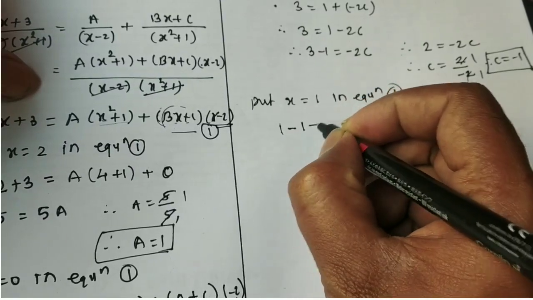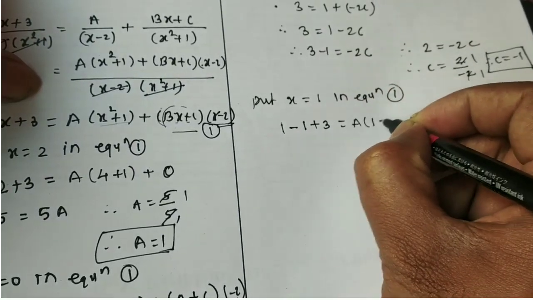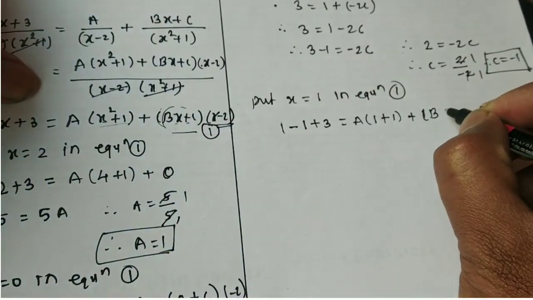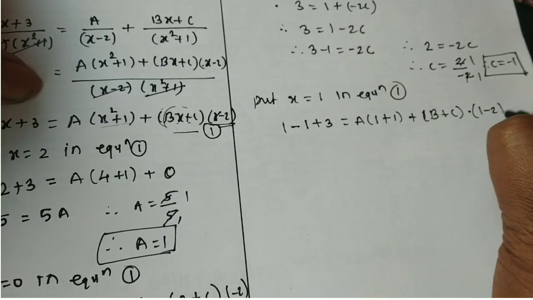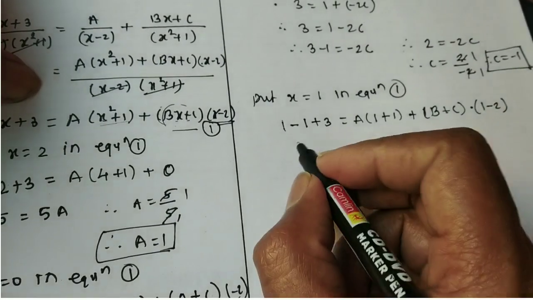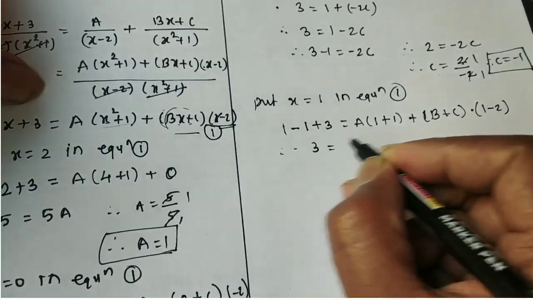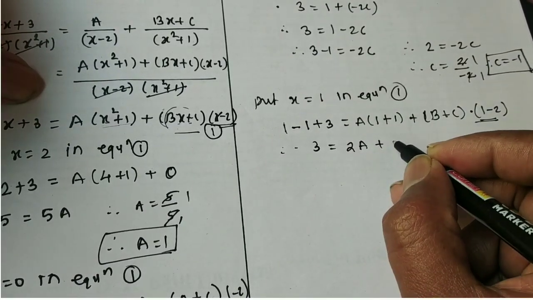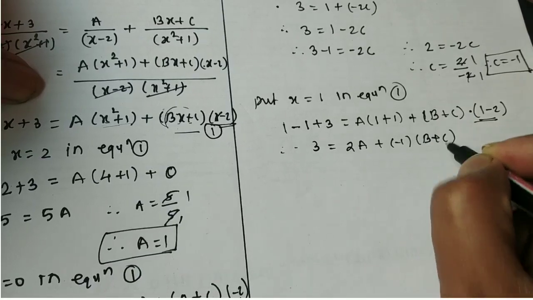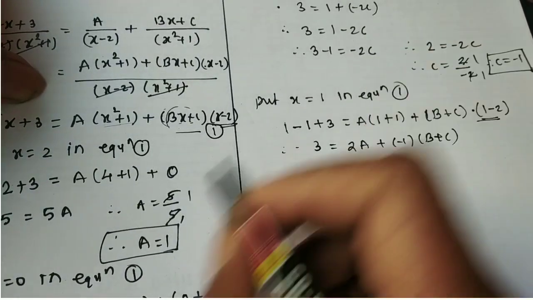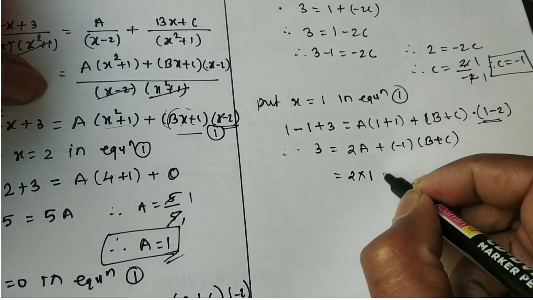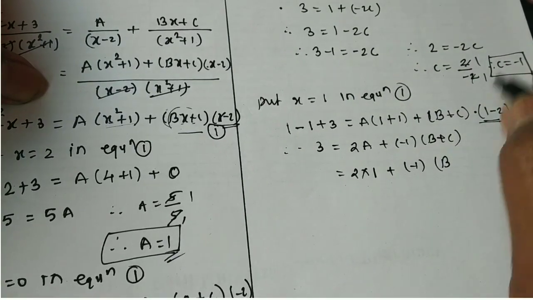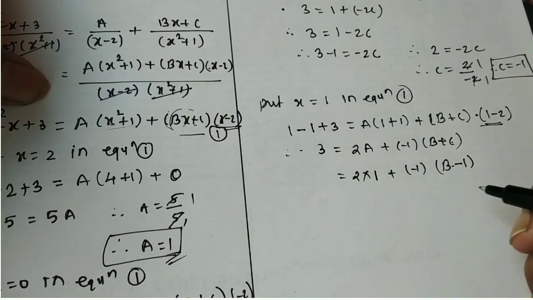1 minus 1 plus 3 is equal to a into 1 plus 1 plus b into x is 1, so b plus c, and if I replace x is 1, then 1 minus 2. So 1 minus 1 is 0, this is 3 is equal to 2a plus, 1 minus 2 is minus 1 into b plus c. But what is a? A is nothing but 1, so 2 into 1, this is minus 1. B we don't have. What is C? C value is minus 1, so replace C is minus 1.